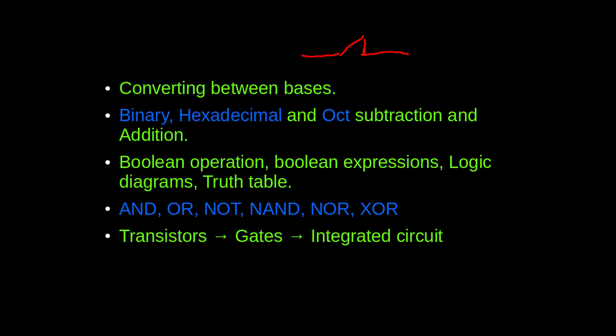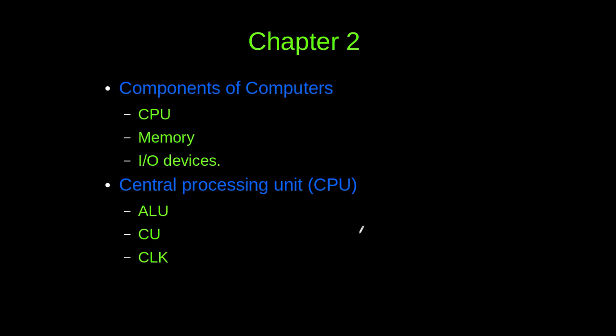From transistors we can get gates: AND, OR, the NOT gate, the NAND gate, the NOR gate, and XOR. We can build from them any integrated circuit, like a CPU, GPU, or FPGA. All those are considered integrated circuits.